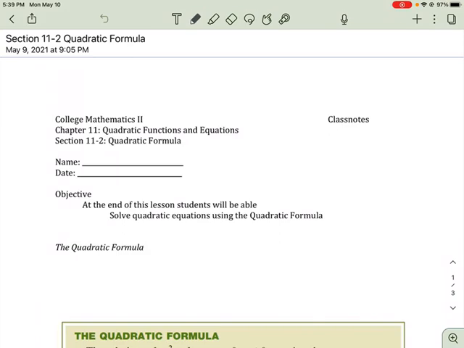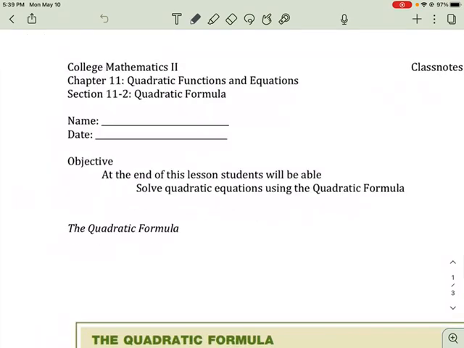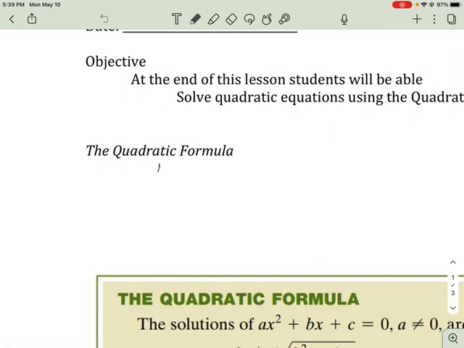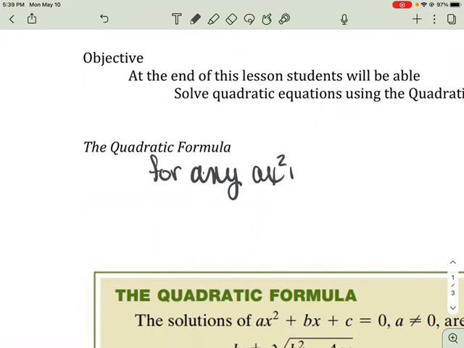All right, so we're going to solve quadratic equations using the quadratic formula. Now the quadratic formula can be used for any quadratic, any ax squared plus bx plus c. But remember, we've got to get it equal to 0, and we want it in that order.